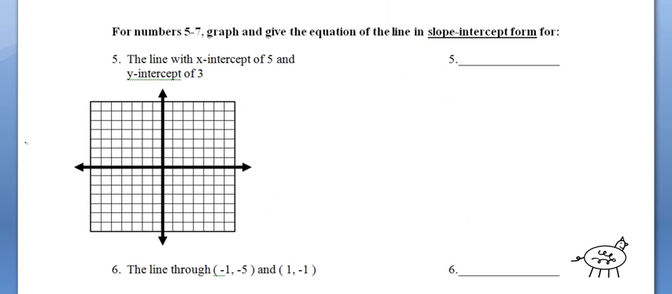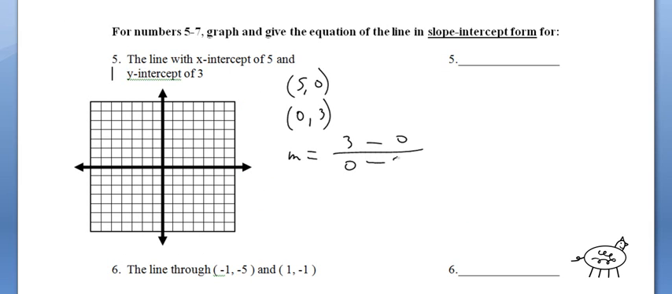All right, remember, math fans, when I'm giving you an x-intercept and a y-intercept, these are just like giving you coordinates. X-intercept is 5, 0, and the y-intercept is 0, 3. So can't you just find the slope by using the y's? So it's 3 and 0, and 0 and 5. So 3 over negative 5, which is negative 3/5.